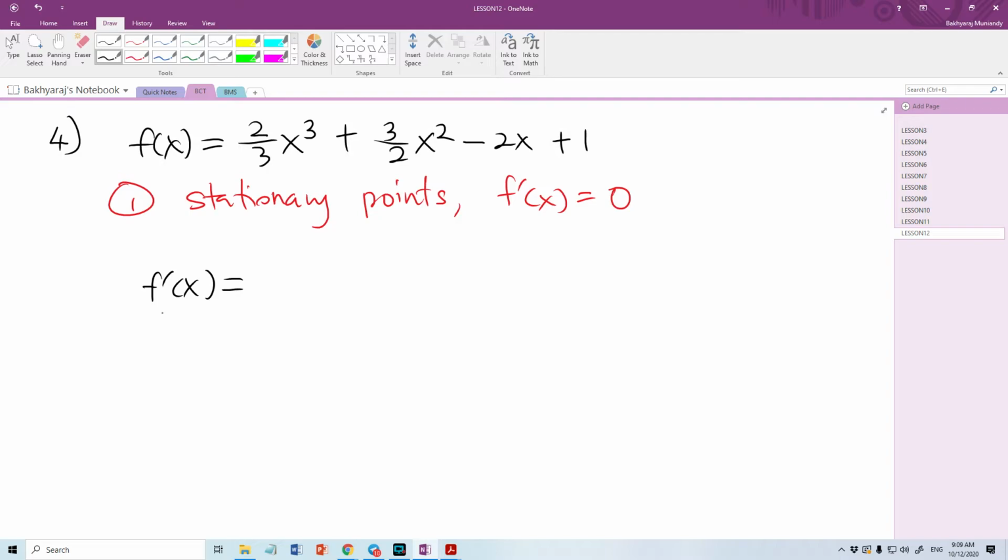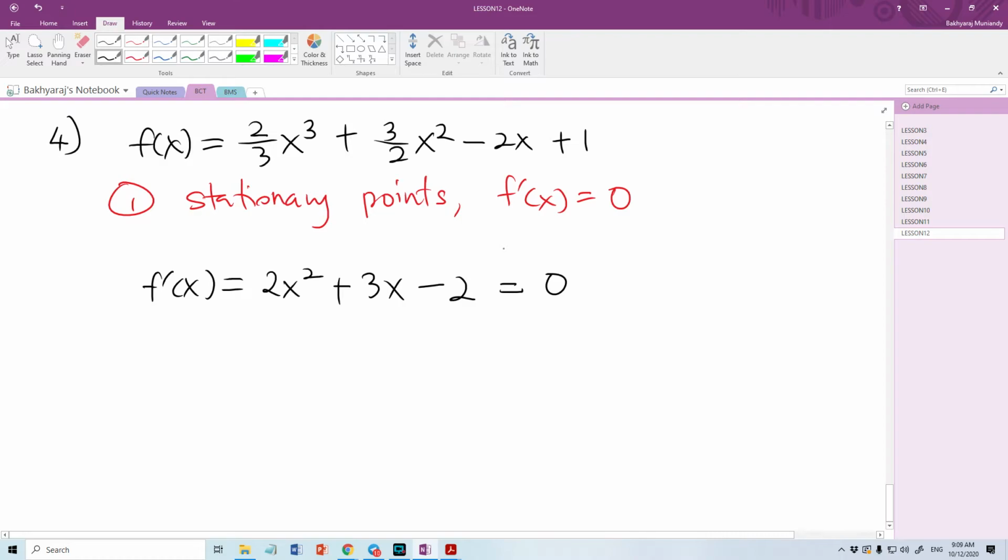Okay, what is our answer? 2 over 3 x to the power of 3, you'll get 2x squared. Okay, you get 2x squared plus 3x, correct? Minus 2, very good. So we already got the first answer. And put this equal to 0. Put equals to 0.